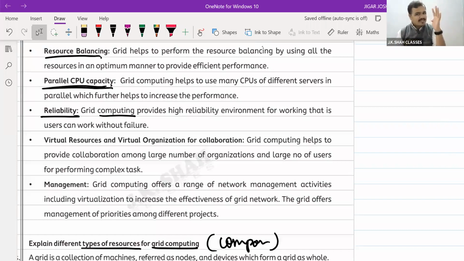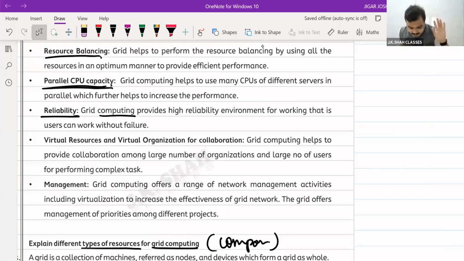Virtual organization and virtual resources work together. That's called collaboration. Collaboration means working together. So virtual organization and virtual resources can be brought onto one single platform with the help of grid computing.